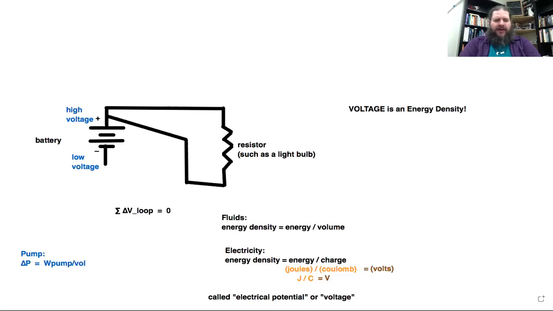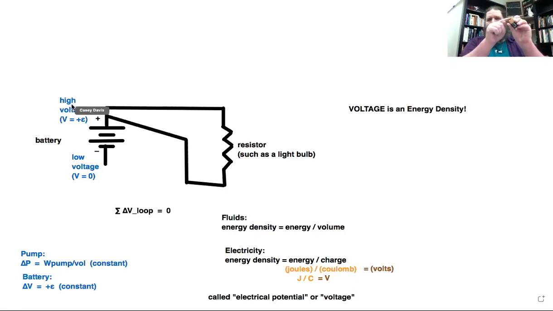So the battery just provides a constant plus epsilon, much in the same way that a pump provides a constant plus work density of the pump. So for instance, if we're talking about this difference between the low voltage zone and the high voltage zone, we would presumably call the low voltage zone usually V equals 0. And the high voltage zone would be V equals positive epsilon. In the case of this battery, it would be 0 volts and 9 volts. So that's really what the battery does. The battery just provides this distinction between a low voltage side and a high voltage side. Any questions on that so far?